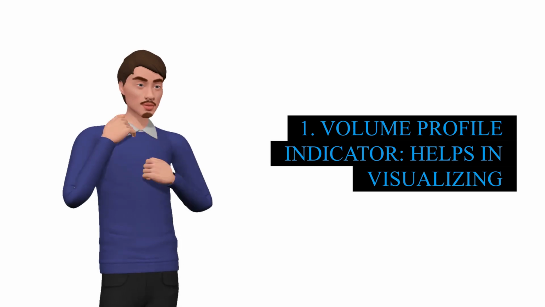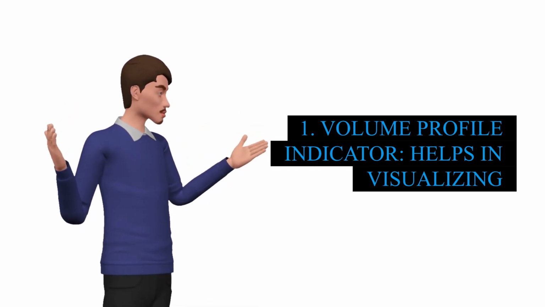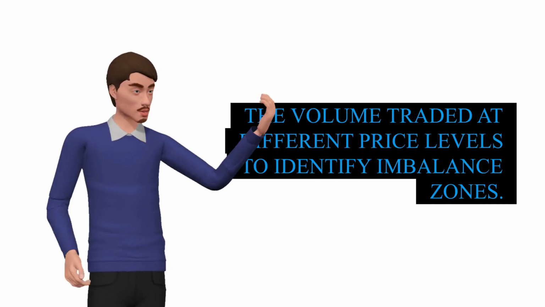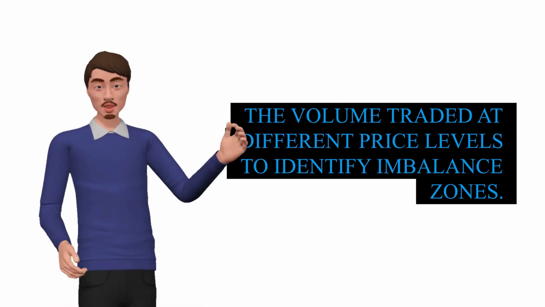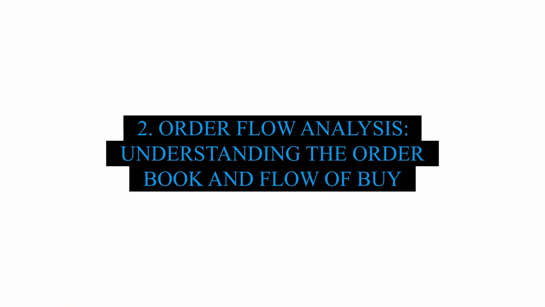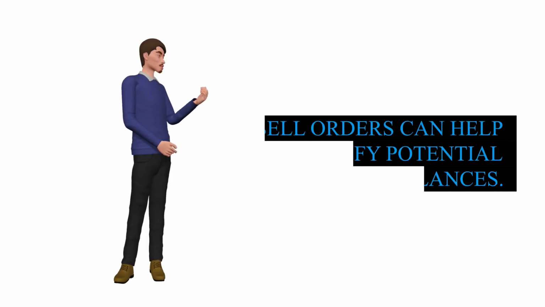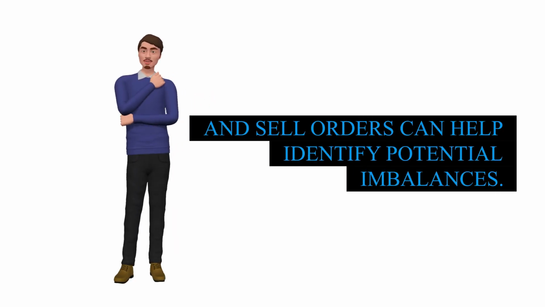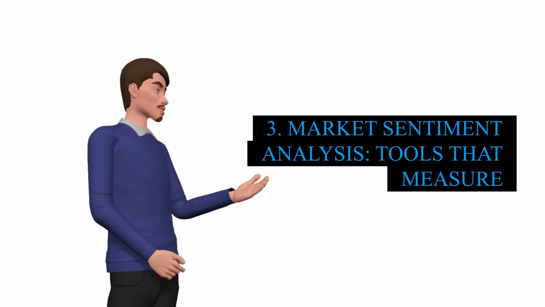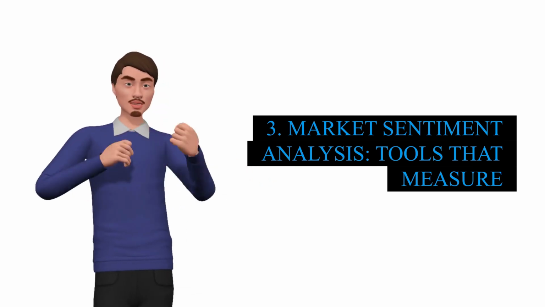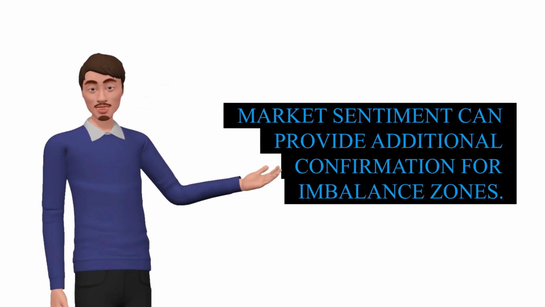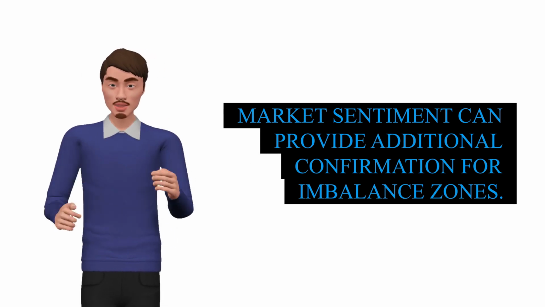Additional tools and techniques. 1. Volume profile indicator: helps in visualizing the volume traded at different price levels to identify imbalance zones. 2. Order flow analysis: understanding the order book and flow of buy and sell orders can help identify potential imbalances. 3. Market sentiment analysis: tools that measure market sentiment can provide additional confirmation for imbalance zones.